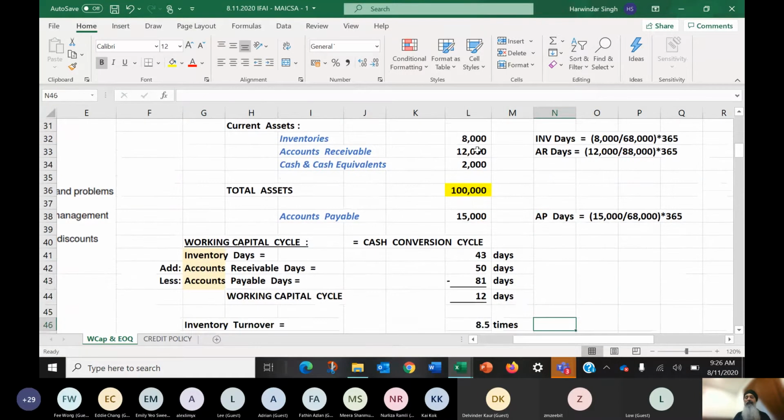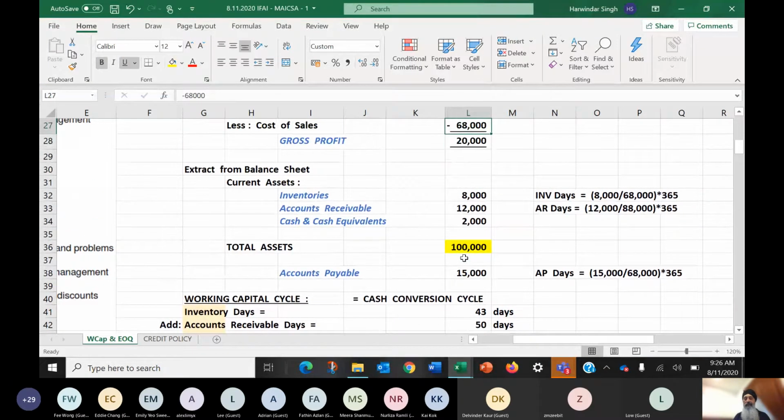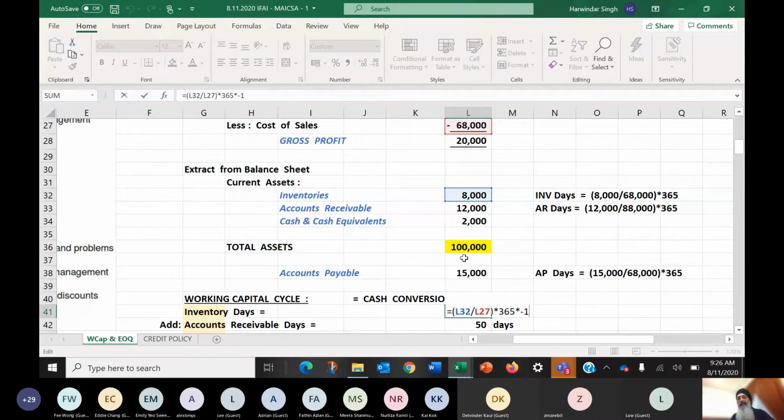And I've done the maths here for you. The same thing, inventory days: when I do 8,000 divided by 68,000 times 365, I should get 43 days. I hope that you all had time to check my maths here. So if I just put it here, function F2, 8,000 divided by 68,000, blue box divided by the red box, multiplied by 365.